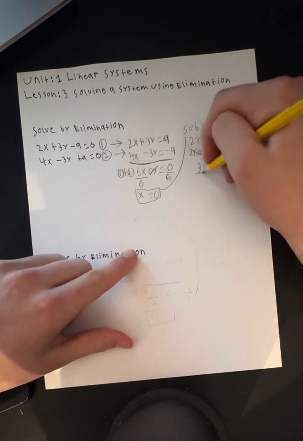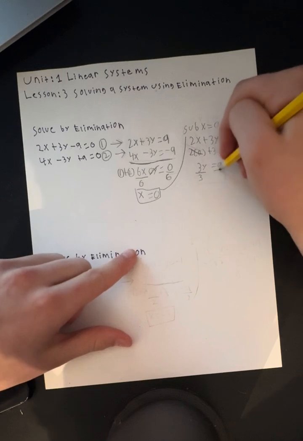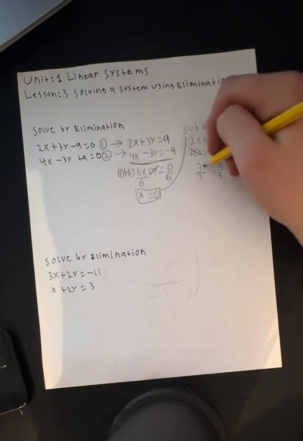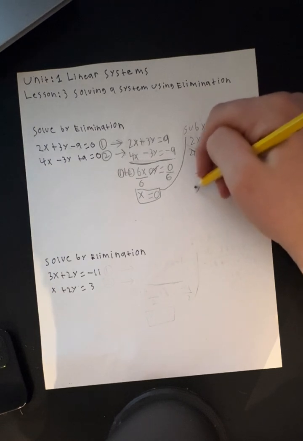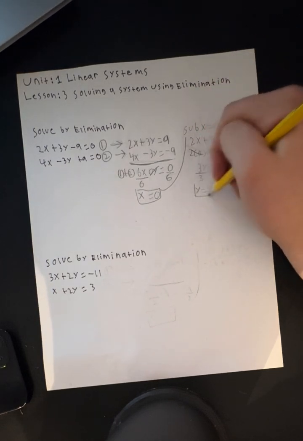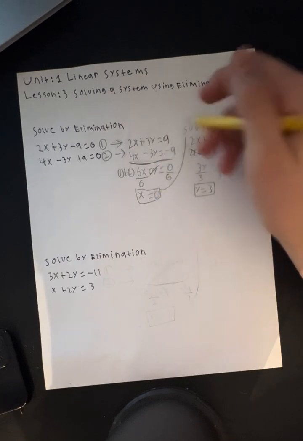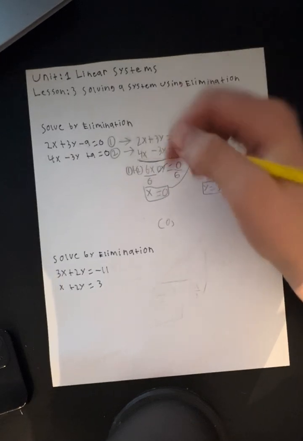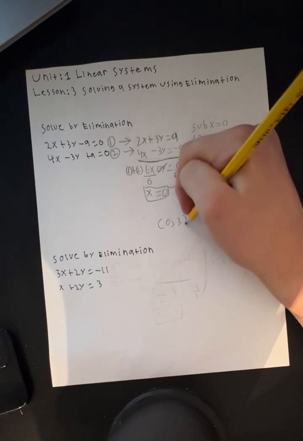Now I will divide both sides by 3 so I can get the y alone. So y equals 3. And there is your answer. X equals 0 and y equals 3. (0, 3). There is our answer.